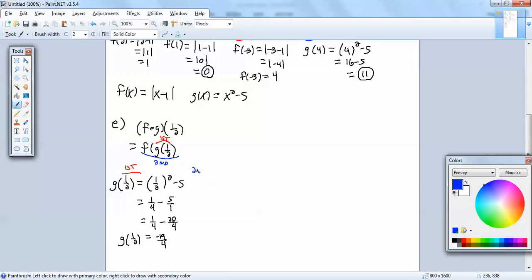So, since I know g of 1/2 is equal to that, I can replace the g of 1/2 right here with negative 19/4. So we got f of negative 19/4. So we'll go to our f of x, which is absolute value of x minus 1, and I'll replace the x with negative 19/4.